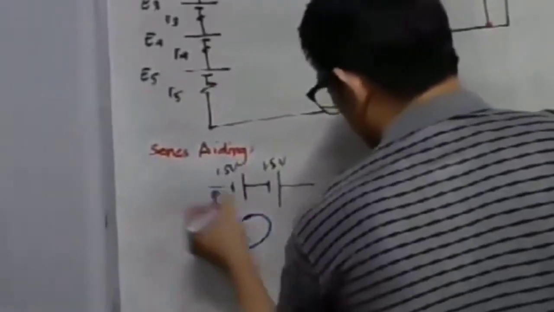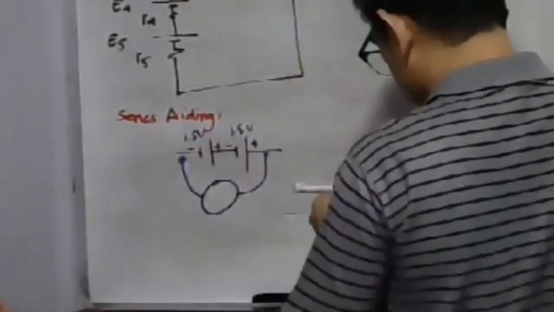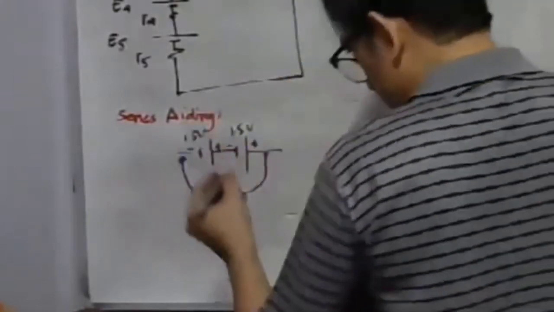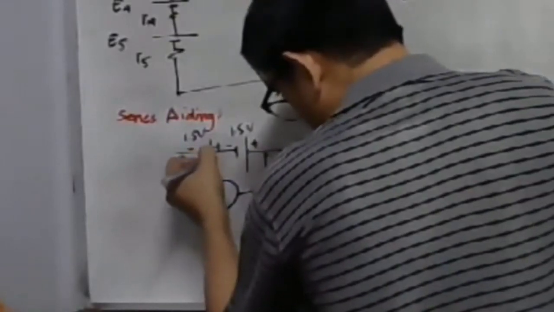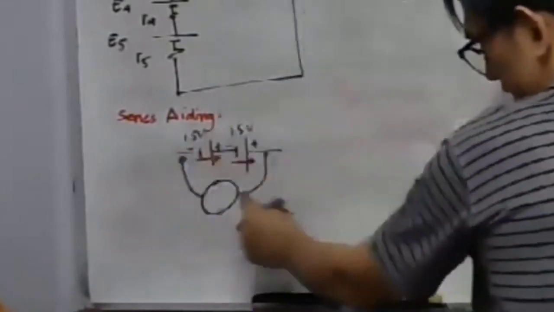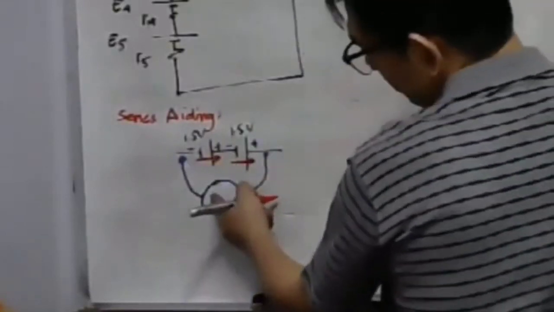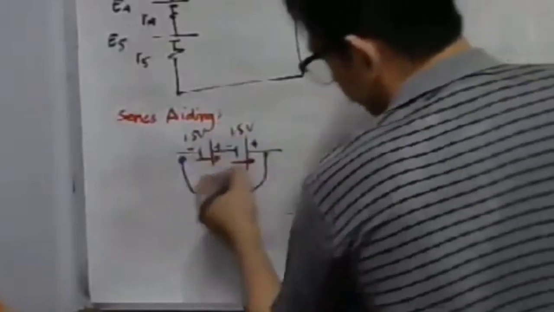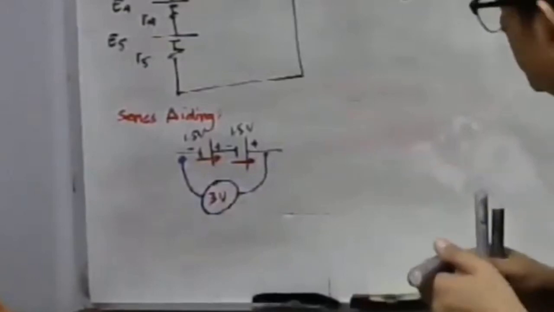What will be the measured value of this voltmeter? Remember that this is negative, positive, negative, positive. So the current will flow conventionally inside the cell from negative to positive, like this one. They have only one direction. You see, the current only has one direction. What will be the reading of the voltmeter? So this is 1.5 plus 1.5. This is 3 volts. That is what we call the series aiding.